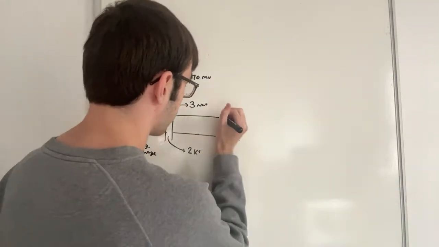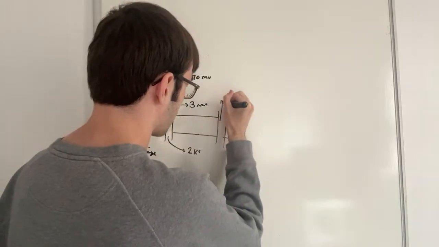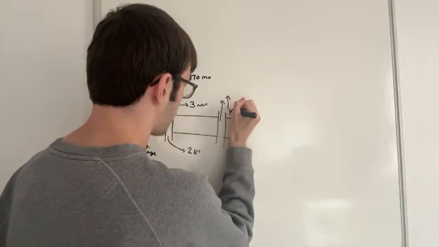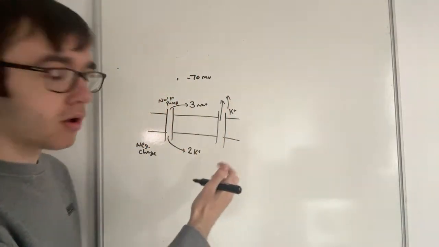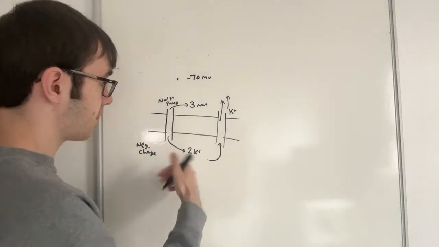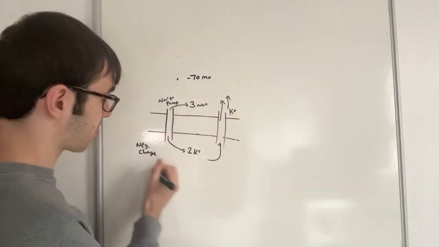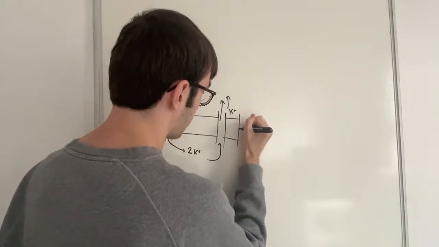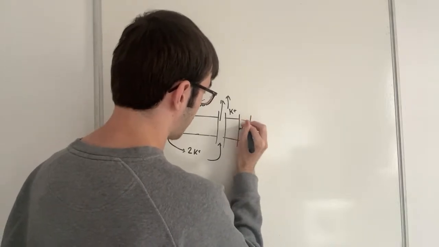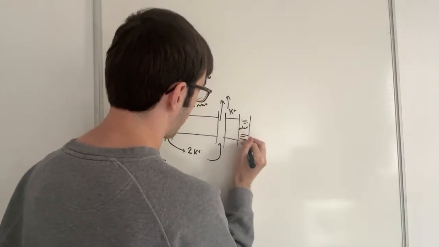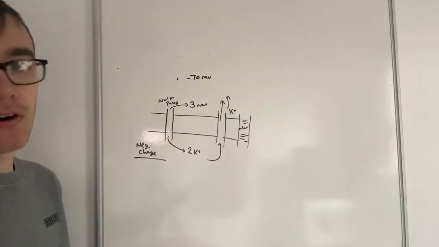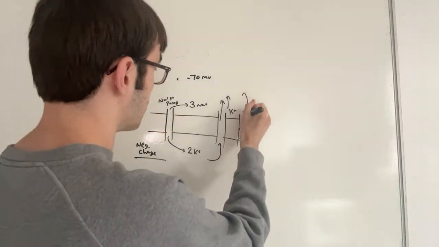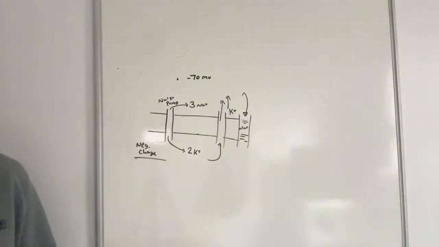Then we have leaky K plus channels, obviously therefore leading to a net negative charge. And we have Na plus channels that are voltage gated, they are closed. Therefore, there can be no re-entry. So let's see what the mark scheme says.